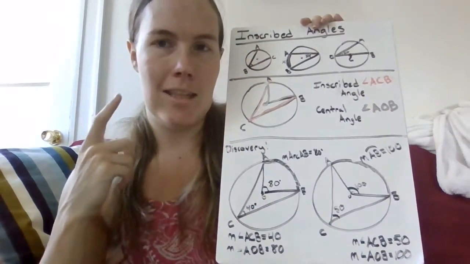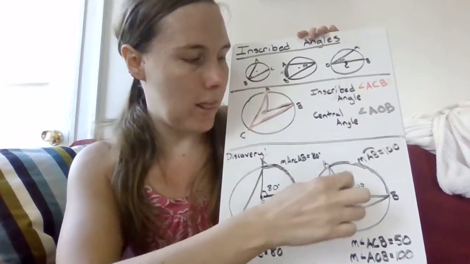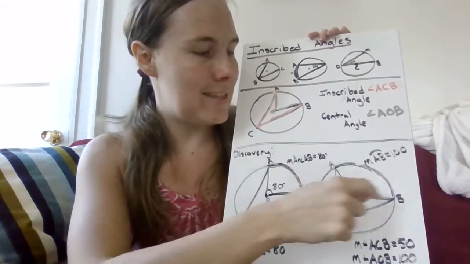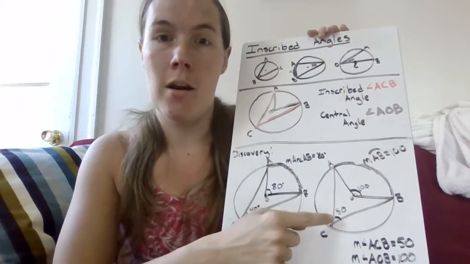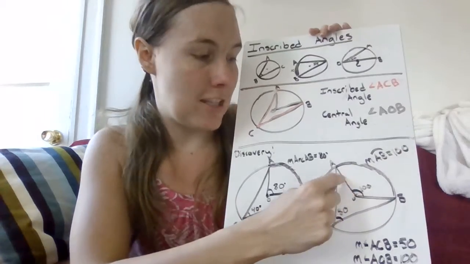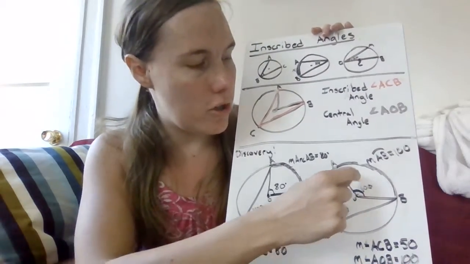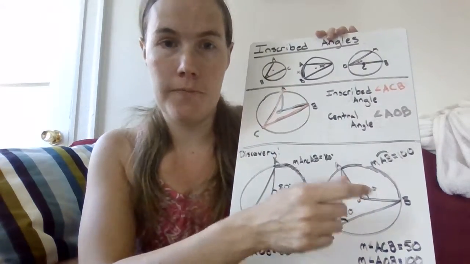The way that I like to think about it, if I forget which one to do, you can see by looking at the circle that the central angle is bigger than the inscribed angle. It's fatter. That means if it's fatter and you want to go skinnier, you divide by 2. If it's skinnier and you want to go fatter, you multiply by 2.